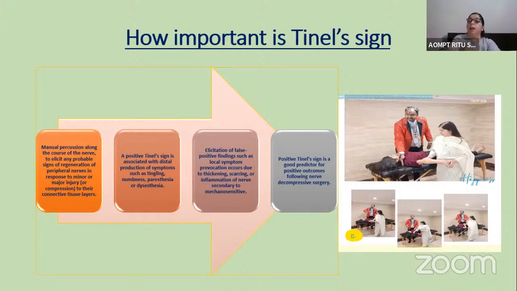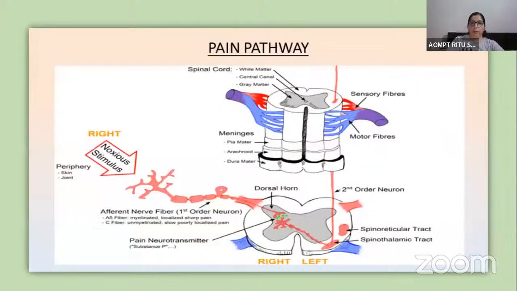So assessment of the interface also gives us the idea whether only the nerve is having a problem, or the interface, the other structures, are the cause of my neural symptoms. So treating the interface versus the neural component is also very important here. And this is the pain pathway that we have already discussed, how the noxious stimulation goes towards the brain.